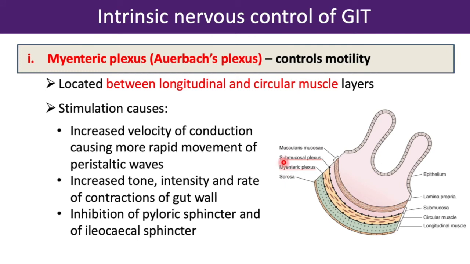The stimulation of this plexus will increase the velocity of conduction, causing more rapid movement of peristaltic waves. The increase in peristaltic waves will subsequently lead to an increase in contraction tone, intensity, and rate of contraction of the GIT wall. Aside from that, the stimulation of this plexus will also cause inhibition of the pyloric sphincter and ileocecal sphincter. So overall, the main function of this plexus is to control motility of the GI tract.